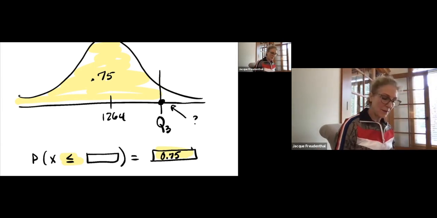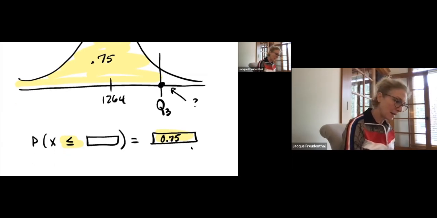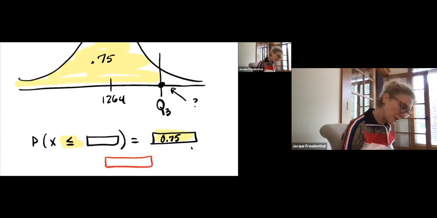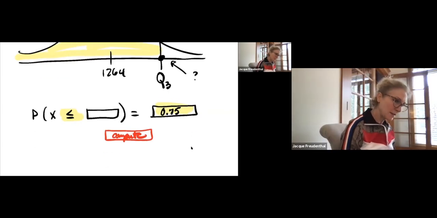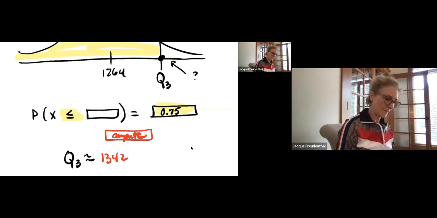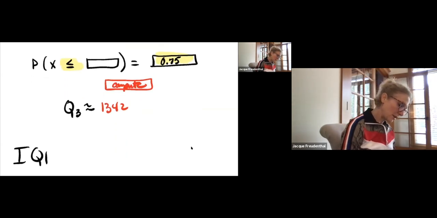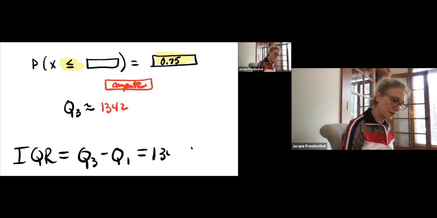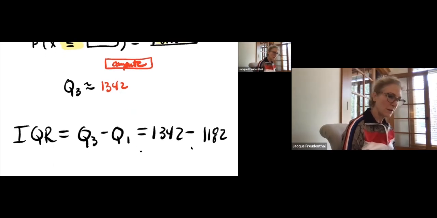So I know that I would enter in the area 0.75. I would make sure I'm choosing less than because I want the area to the left. And when I hit compute, you have to make StatCrunch evaluate that. I should get 1342. So this is what your third quartile would be. So the interquartile range, which is Q3 minus Q1, that distance is 1342 minus 1182, which is 160.